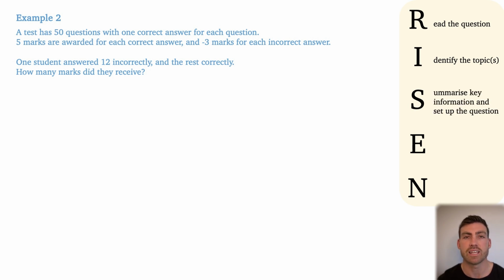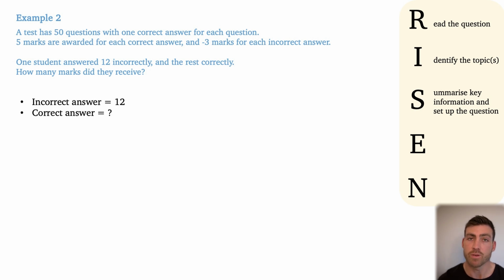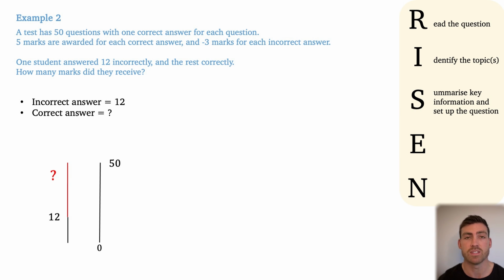First, let's figure out exactly how many they got correct and incorrect. They got 12 incorrect. This was stated in the question. And we need to figure out how many they got correct. We can use a diagram to help. If there were a total of 50 questions, and 12 were answered incorrectly, the remaining number of questions from 12 to 50 equals the number of questions they answered correctly. Or in other words, the difference of 50 and 12, which is 38.